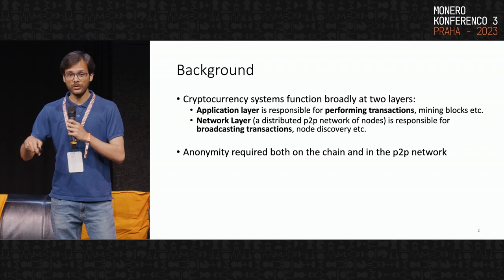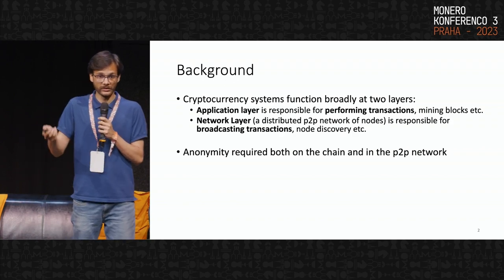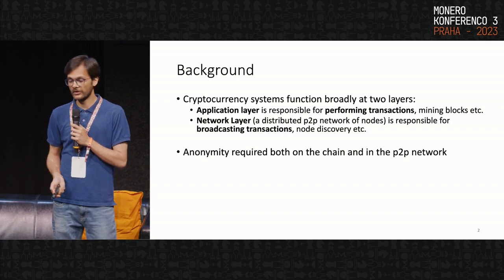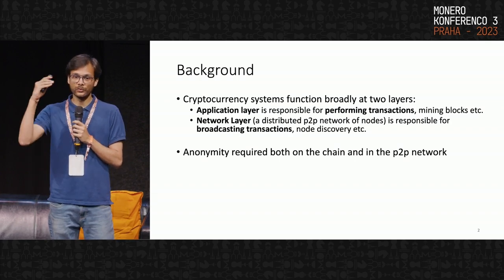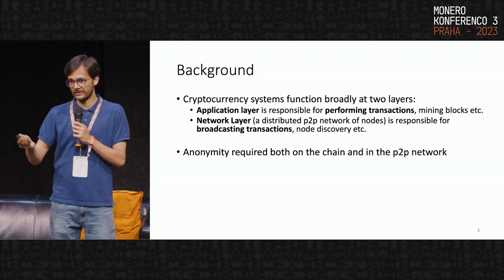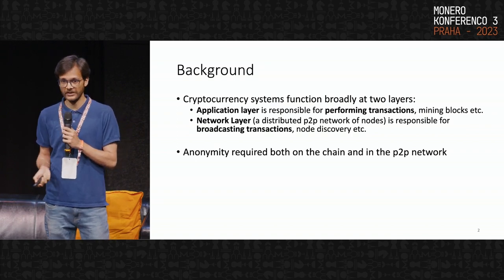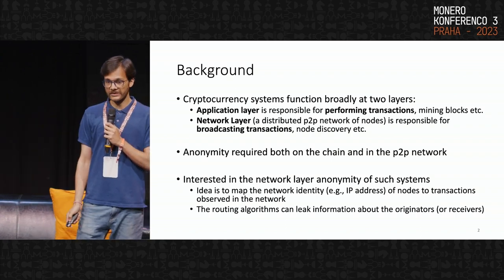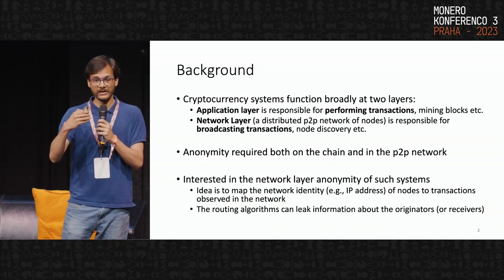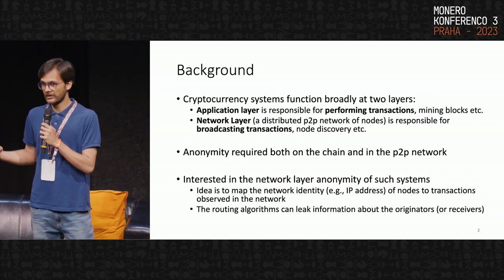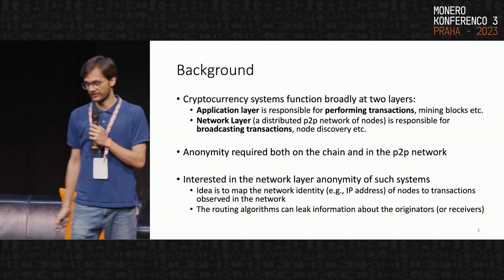Now, when we talk about anonymity, we want it at both layers. We have many application layer techniques, but we also want anonymity at the network layer, because if you only have anonymity at the application layer but not in the network layer, then it is not complete anonymity. And network level anonymity basically means that we want to map the network identity of the user to the transactions that are seen in the network. So the network identity can be IP addresses.